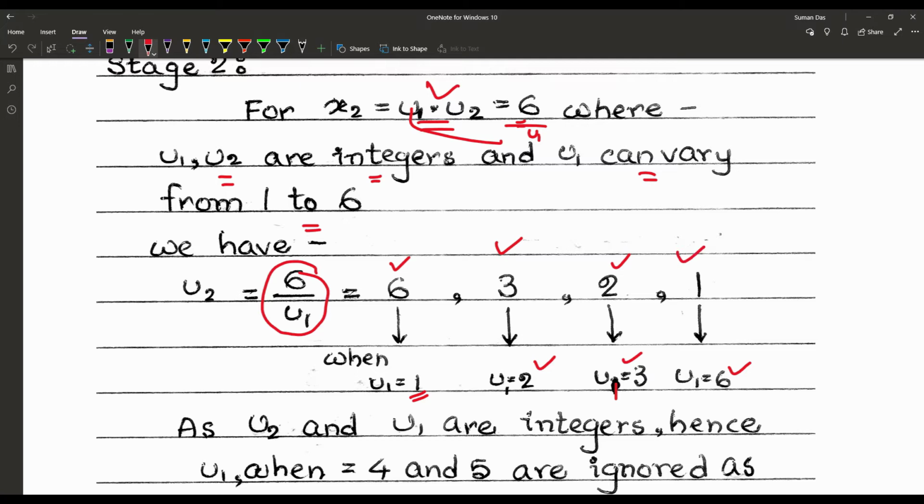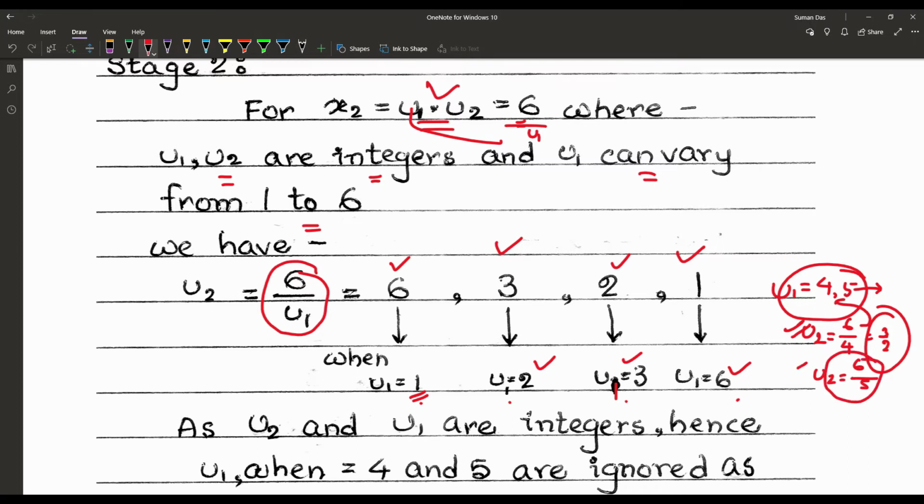But when we are considering the values of u1, we have chosen 1, 2, 3 and 6, not the u1 values of 4 and 5. Why? Because u2 at that moment, when u1 is equal to 4, gives us the value 3 by 2. That is not an integer, but u2 must be an integer. The same happens when we have the value of u1 as 5: the value of u2 also becomes non-integer. So we are not considering the values of u1 as 4 and 5 here.